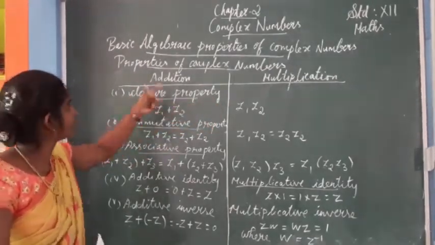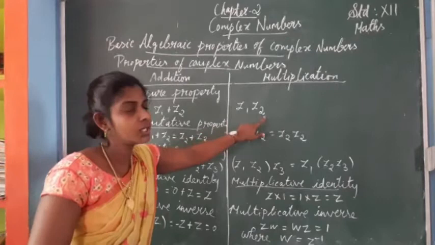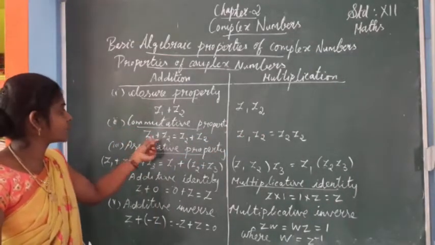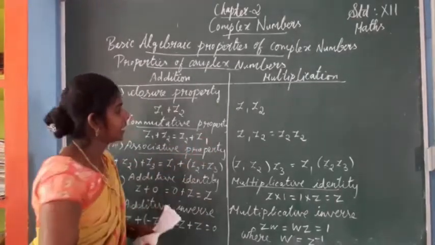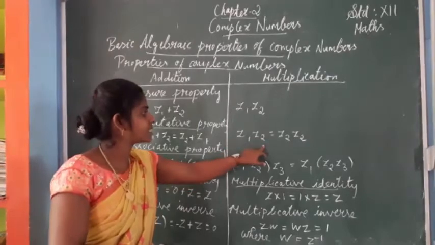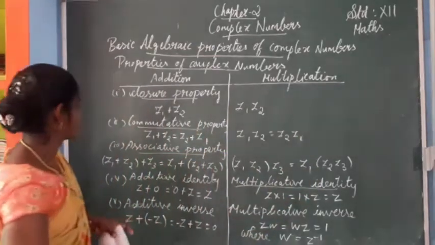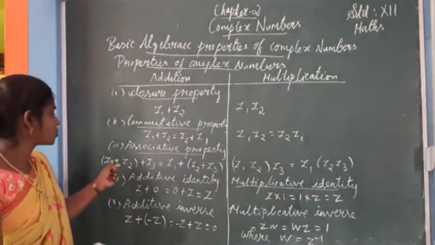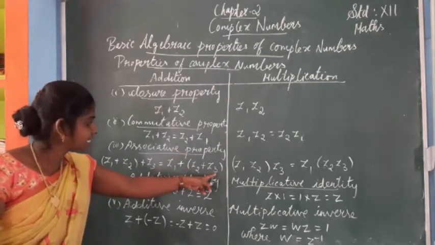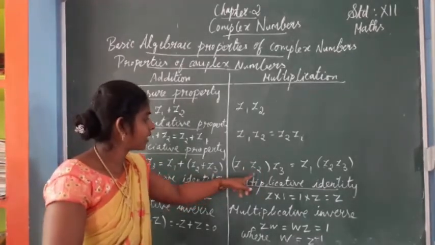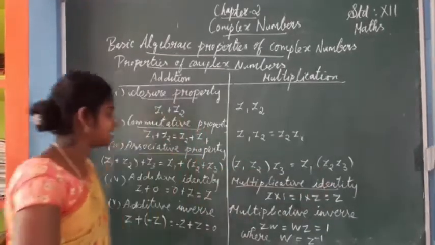Closure property for addition, z1 plus z2. For multiplication, z1 into z2. Commutative property, z1 plus z2 equal to z2 plus z1, and for multiplication, z1 into z2 equal to z2 into z1. For the associative property, z1 plus z2 plus z3 is equal to z1 plus z2 plus z3. For multiplication, z1 into z2 into z3 is equal to z1 into z2 into z3.